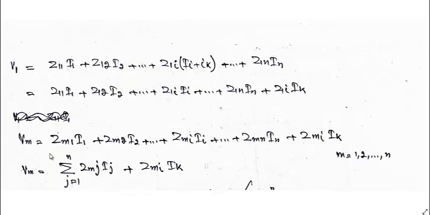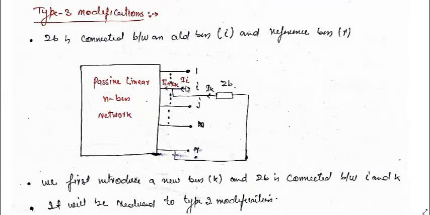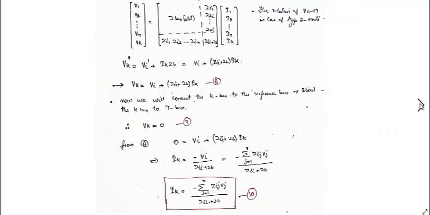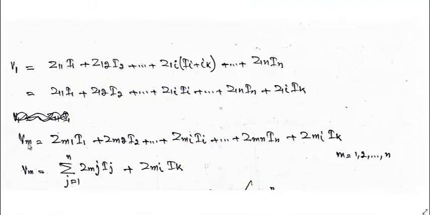Here, earlier I was representing the different voltages as Vi. Since we are fixing the bus i as the bus where we have connected the Zb, I can vary these buses by using another subscript m instead of i, because if I use i as the subscript here, it may get confusing. That's why I have written it as m. So Vm is equal to summation j equal to 1 to n Zmj Ij plus Zmi Ik. I'll stop here. I will continue in the next class.